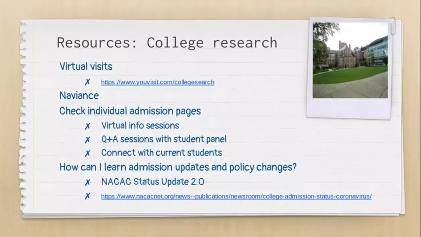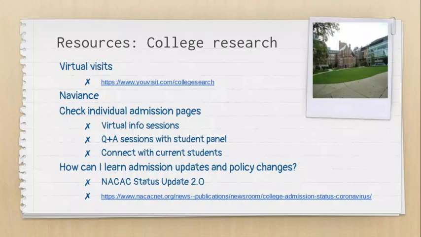There's a number of resources that may help you out along your way. I highly recommend checking out the uvisit.com virtual visit site that Mr. Ornberg mentioned previously. Naviance is another great resource to learn about schools and watch different videos about different colleges. But I also recommend you check individual admission pages as you start building your list of schools. On the admission pages, in addition to virtual tours, you may find virtual information sessions given by the admissions counselor, question and answer sessions with the student panel, or opportunities to connect with current students virtually.